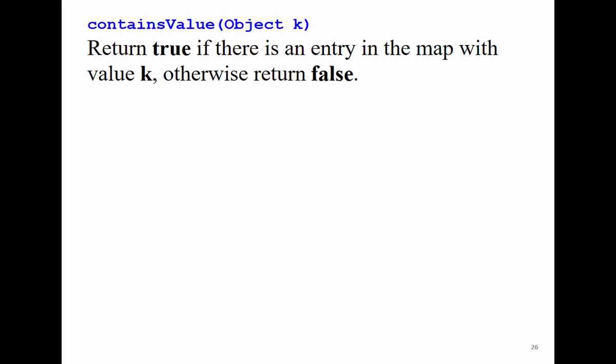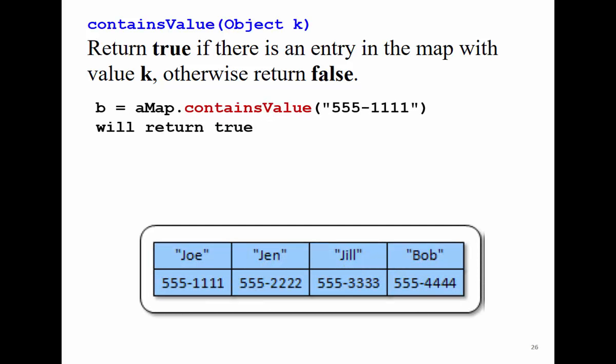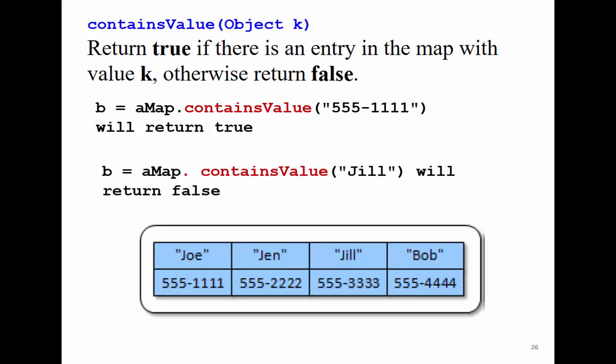Contains value. I can ask if a specific value is inside the map or not. So I will ask for the value. If the value is inside the map, I will return true. Otherwise, I will return false.